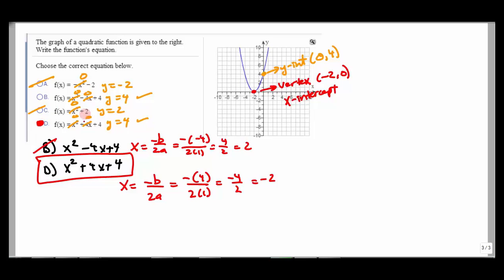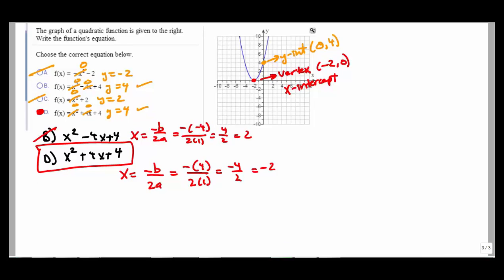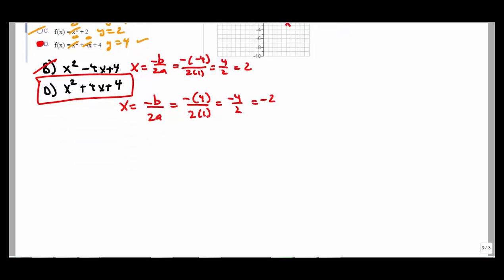And again, you could graph each one of these on your calculator as well to see which one lined up. But there's several different ways to figure out which one is the correct equation. And again, graphing always works too.